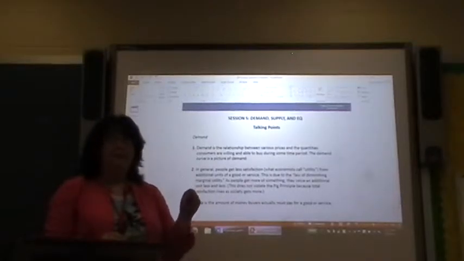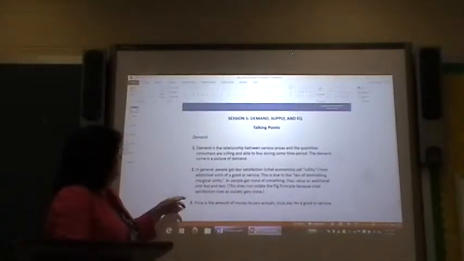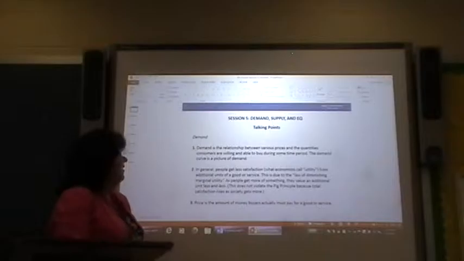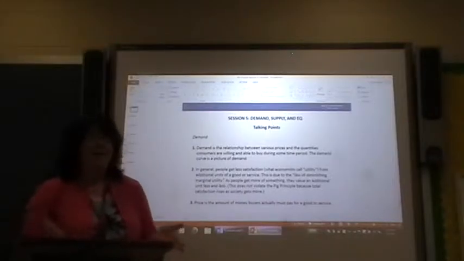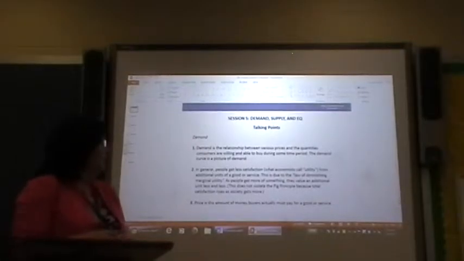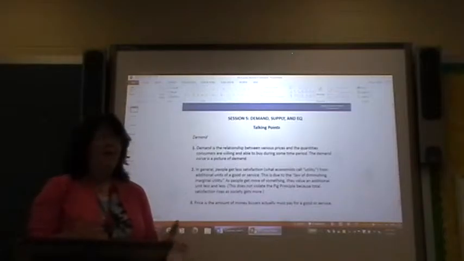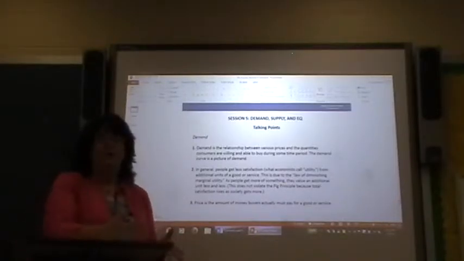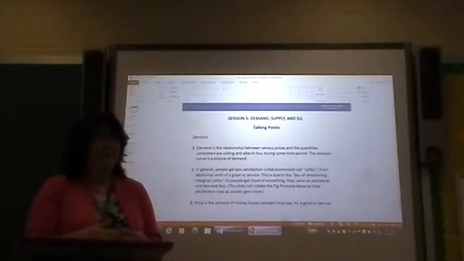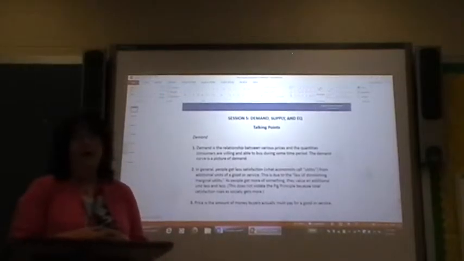Usually when the price goes down, demand goes up until you reach a point where the market is saturated. In general, people get less satisfaction, or economists have a word for it called utility, from additional units of a good or service. In the computer example, if they already have one at home, they're less likely to pay $1,200 to get a new one instead of the $400 they paid last year for the old one they have at home.